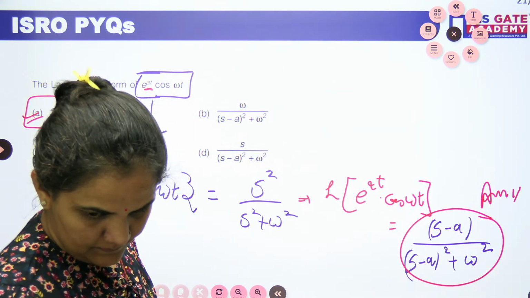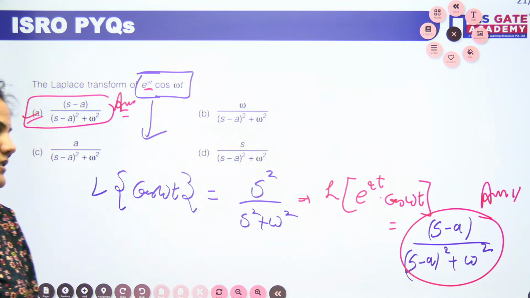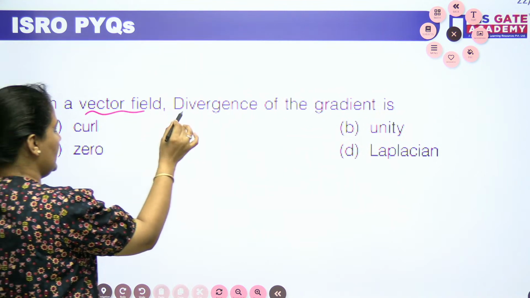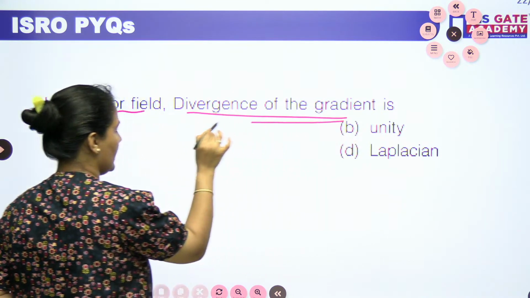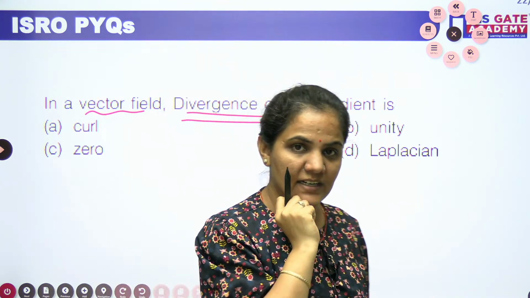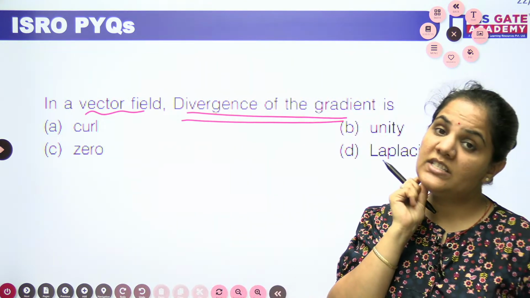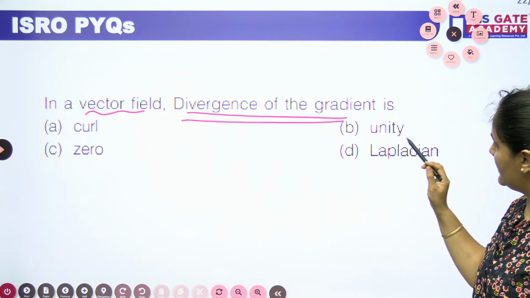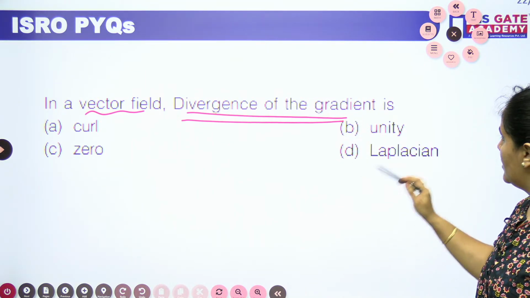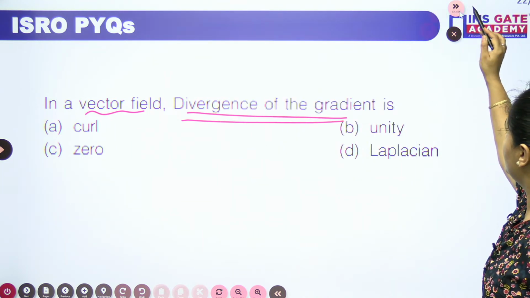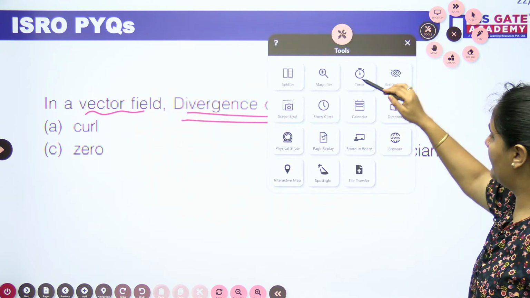Okay guys, now let's go for the next. Okay, this is a good one. It is asking about, in a vector field, the divergence of the gradient. If someone asks you what is the divergence of gradient, is it curl, unity, zero, or a Laplacian function?